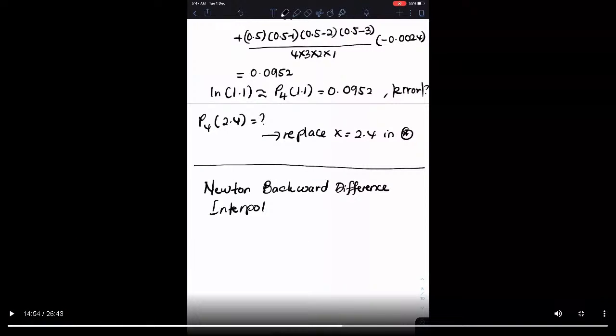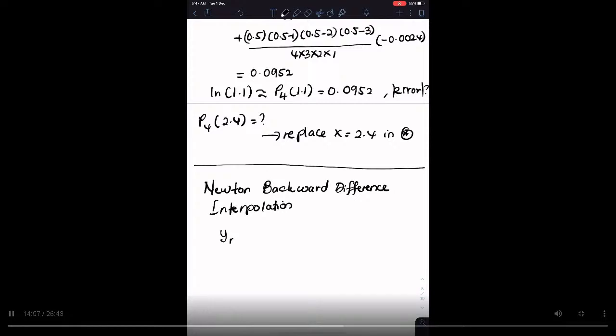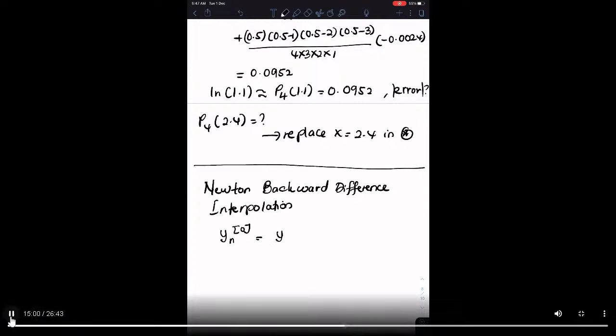So let's continue our class to the Newton backward difference formula. The same thing: we want to apply the same example, but the way we arrange the data is backward. Just now it was forward, above, but now backward, below. So how do we create the Newton backward difference interpolation?